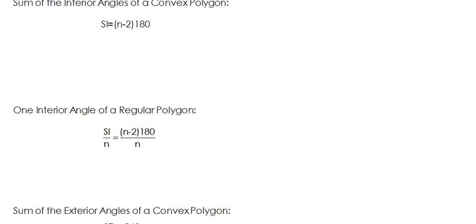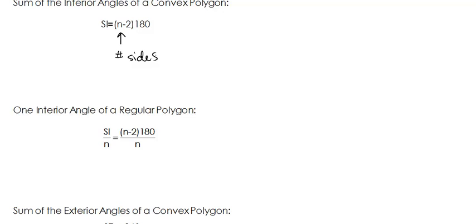Okay, so here's the list of formulas. The sum of the interior angles of a convex polygon. SI stands for sum of the interior angles, and the formula is n minus 2 times 180. N is just the number of sides. Okay, so if it's a triangle, it would be 3 sides. If it's a quadrilateral, it would be 4 sides. Pentagon is 5 sides, and so on. So you plug in the number of sides for n, subtract 2, and then multiply that result by 180.